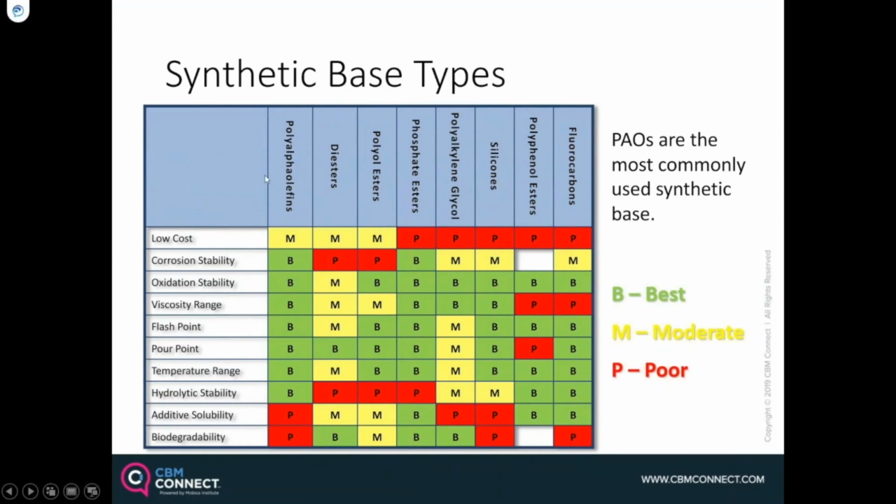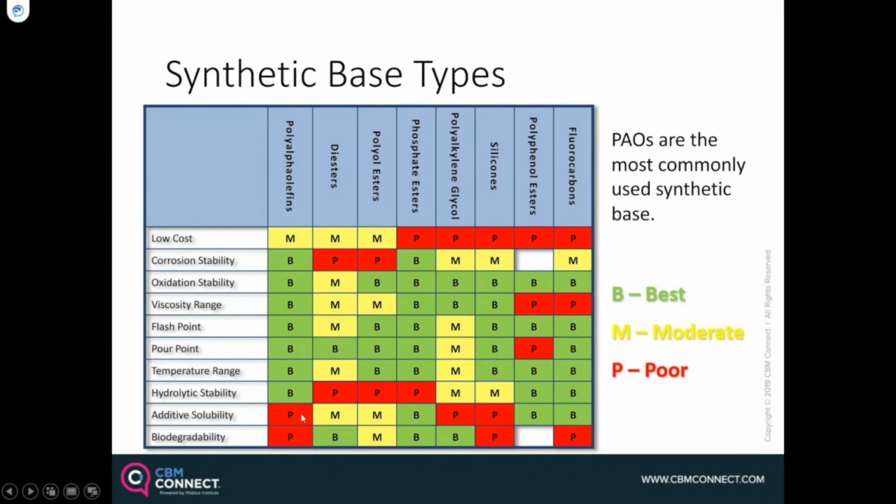So let's start with a polyalcohol. We're going to set its cost as moderate, just to have a place to start. It has very good corrosion and oxidation stability. It gives you a good viscosity range, very good flash point, pour point, and temperature range. It's not so good with additive solubility, and not so good with biodegradability. And I don't know that it's shown here, it may be on another slide, but certain PAOs are not necessarily great with seals, but they can be compensated so they're not as detrimental to seals.